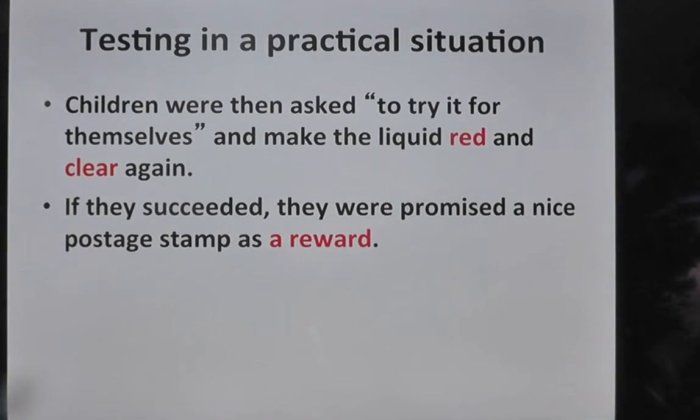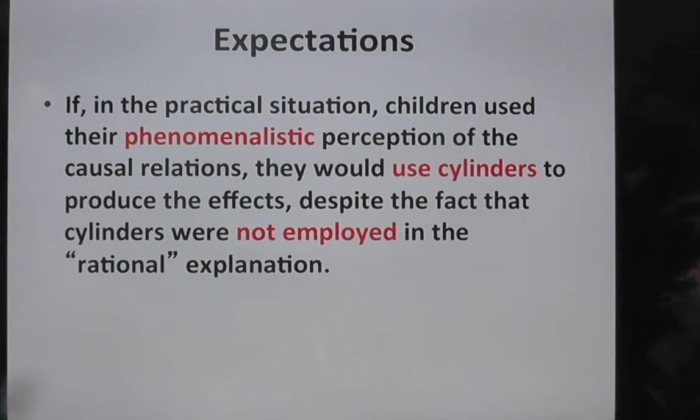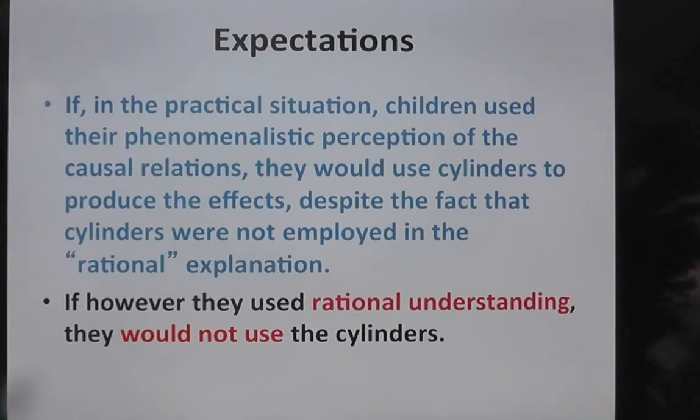Testing in a practical situation was done as follows. Children were then asked to try it for themselves and make the liquid red and clear again. If they succeeded, they were promised a nice postage stamp as a reward. Expectations were as follows. If in the practical situation children used their phenomenalistic perception of the causal relations, they would use cylinders to produce the effects, despite the fact that cylinders were not employed in the rational explanation. If, however, they used rational understanding, they would not use the cylinders.